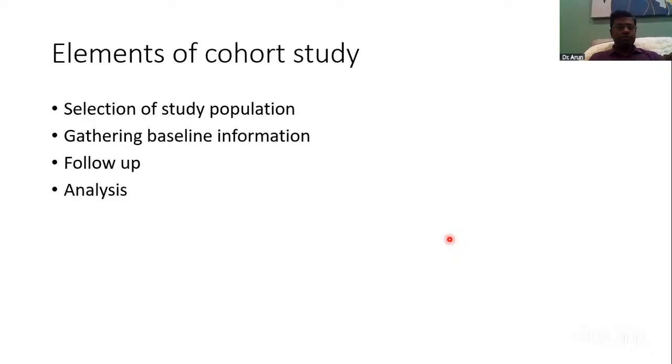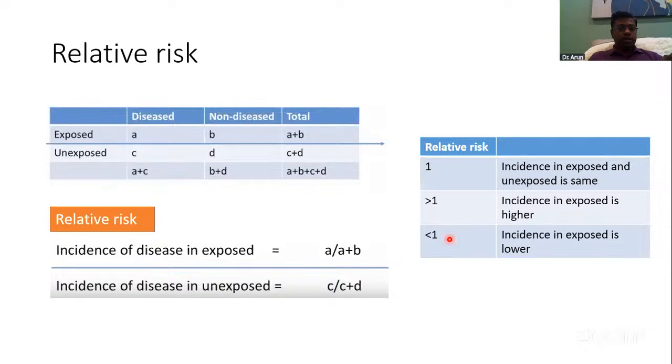So the elements of a cohort study: first, selection of the study population, gathering baseline information, then follow up and analyze your data. In a cohort study, we can measure incidence, and through the incidence, we can measure relative risk. This is the 2x2 table of a cohort study. It will look like this. So you will divide this into a 2 by 2 table.